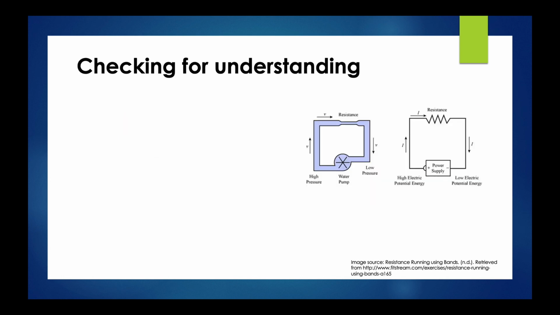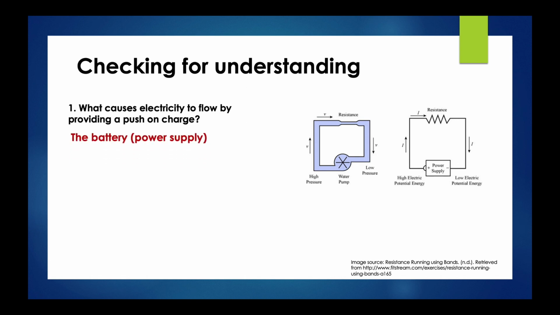So let's check for understanding and make sure we understood everything. First question, what causes electricity to flow by providing a push on charge? The battery or power supply. Remember, the voltage comes from the battery or power supply, and that is the push on the charge.